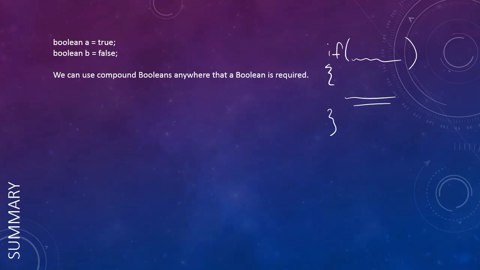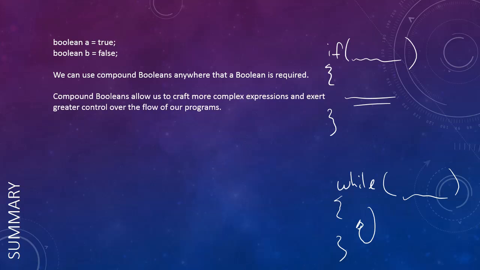Another place that you can use them, and this is where we used them in our example, is a while statement. We had a compound Boolean here. While the compound Boolean was true, we continued to loop through this code, and as soon as it wasn't true, we stopped. So we can use them anywhere that a regular Boolean is used. Compound Booleans allow us to craft more complex expressions and give us greater control over the flow of our programs.